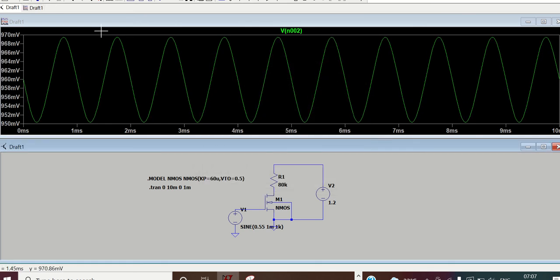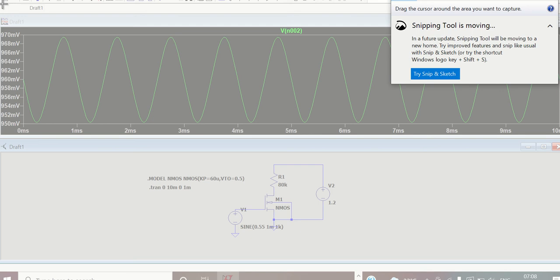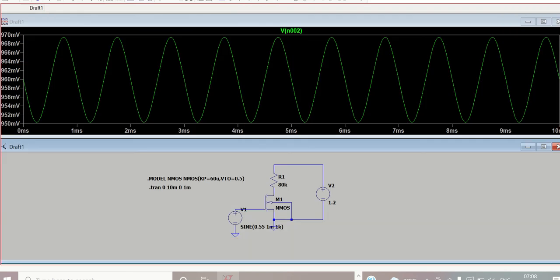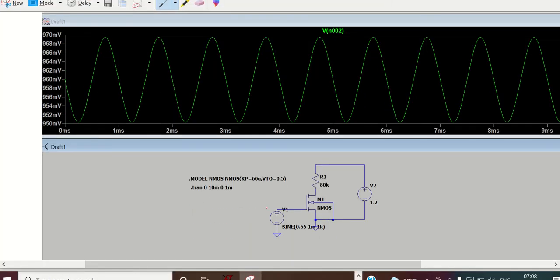Okay, so now let me explain this circuit and what we are doing. See, in our design, we have basically three parameters. Okay, so this is your VGS. What is this VGS? The red thing is VGS. What I have given is 0.55 milli and 1 milli.